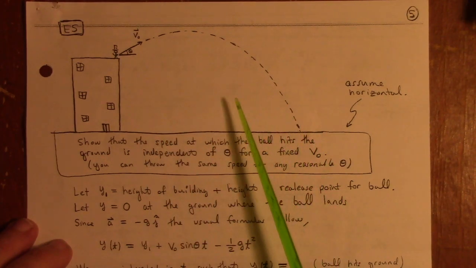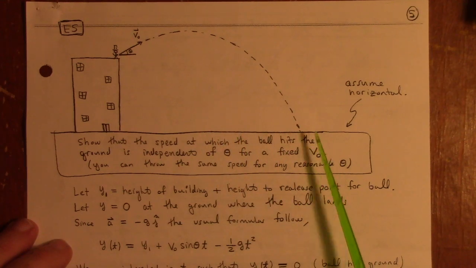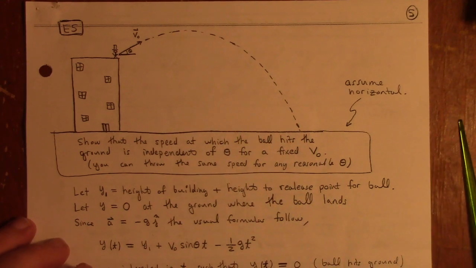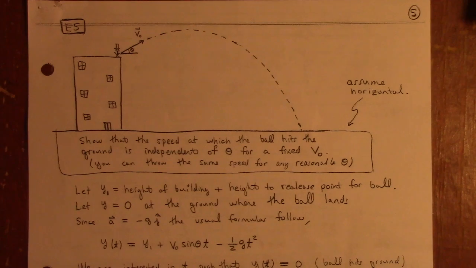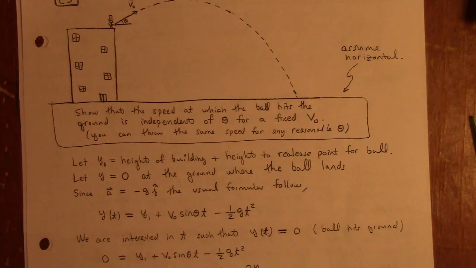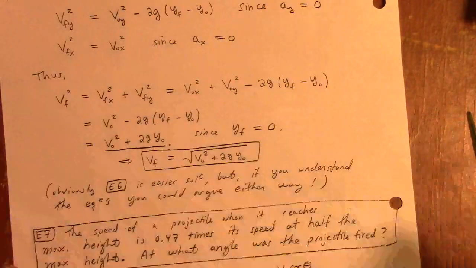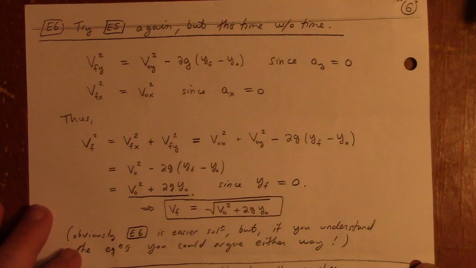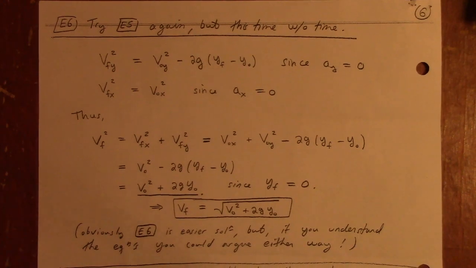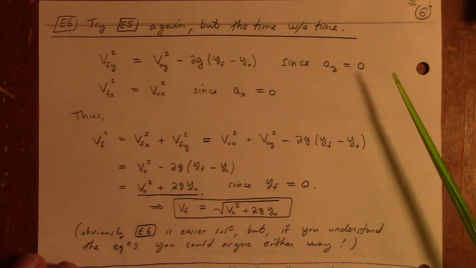Either way, no matter how you slice it, it has the same speed when it hits the ground for all different choices of theta. That's a little bit surprising, I think, but there it is. That's what the math says. Kind of an obvious point, physics is mathematical, right? Okay.